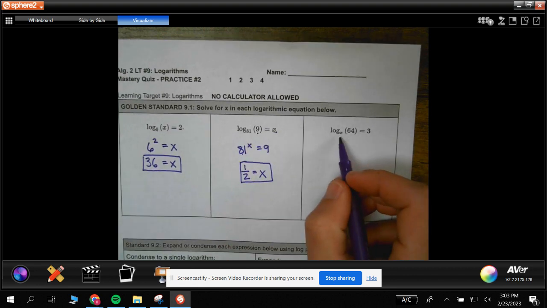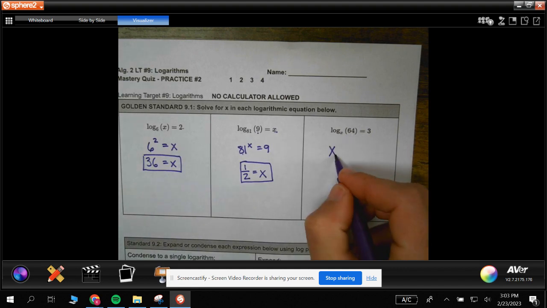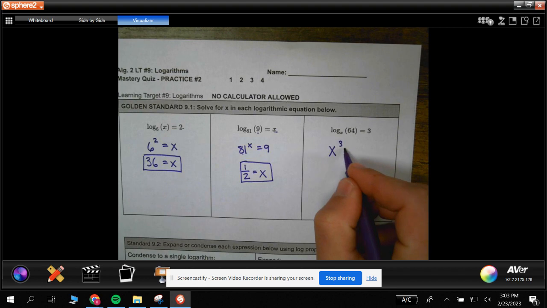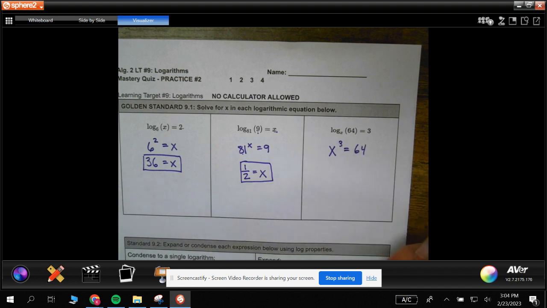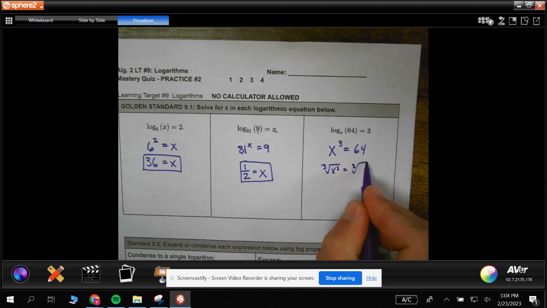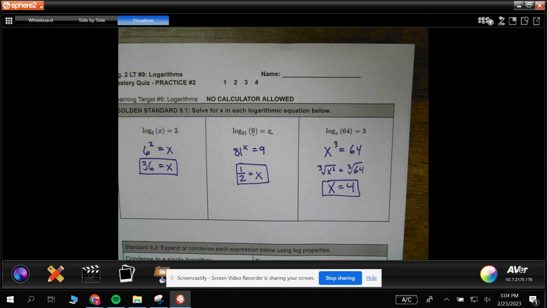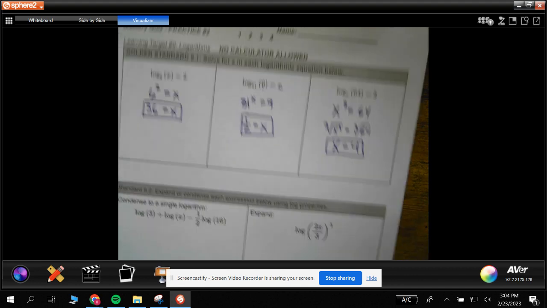Next one, we have log base x of 64 equals 3. So this means x to the third power equals 64. You might know this off the top of your head. If you don't, you can take the cube root of both sides. Cube root of 64 to find that x will equal 4. Okay, that's golden standard 9.1. Let's move on to 9.2.